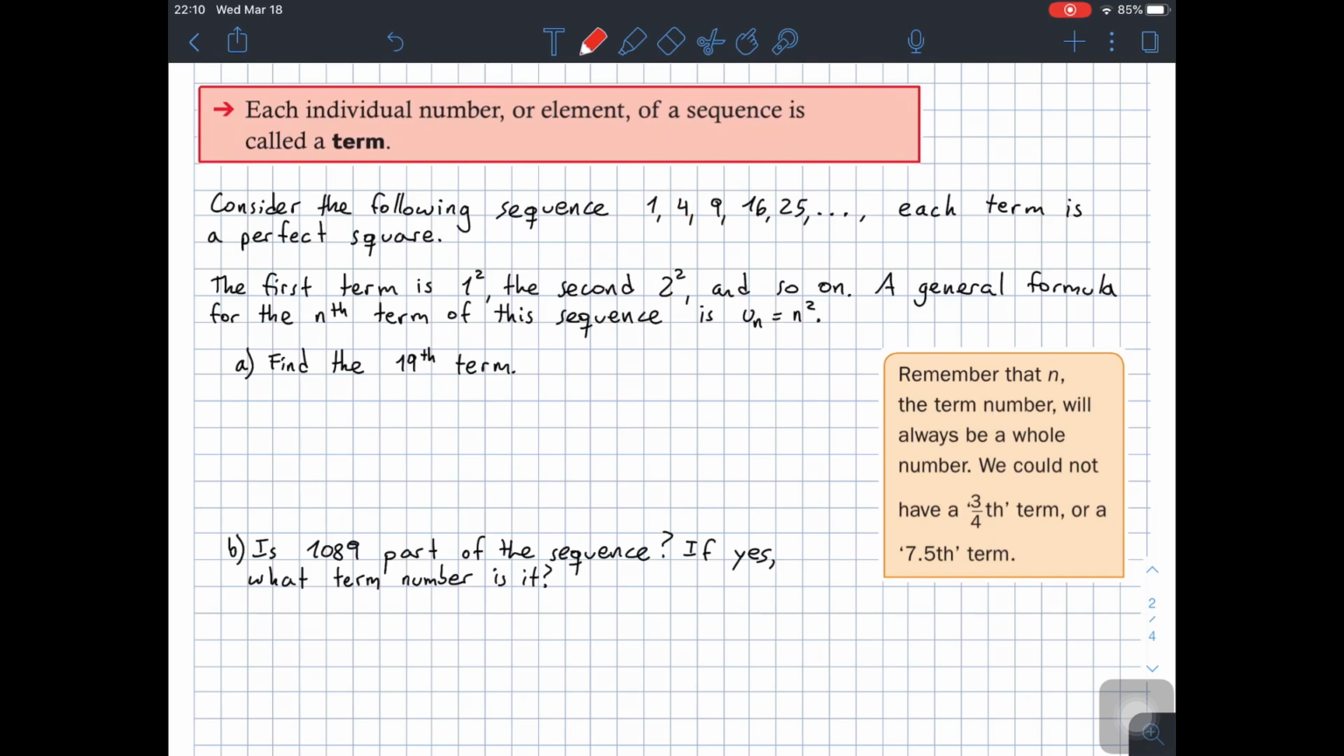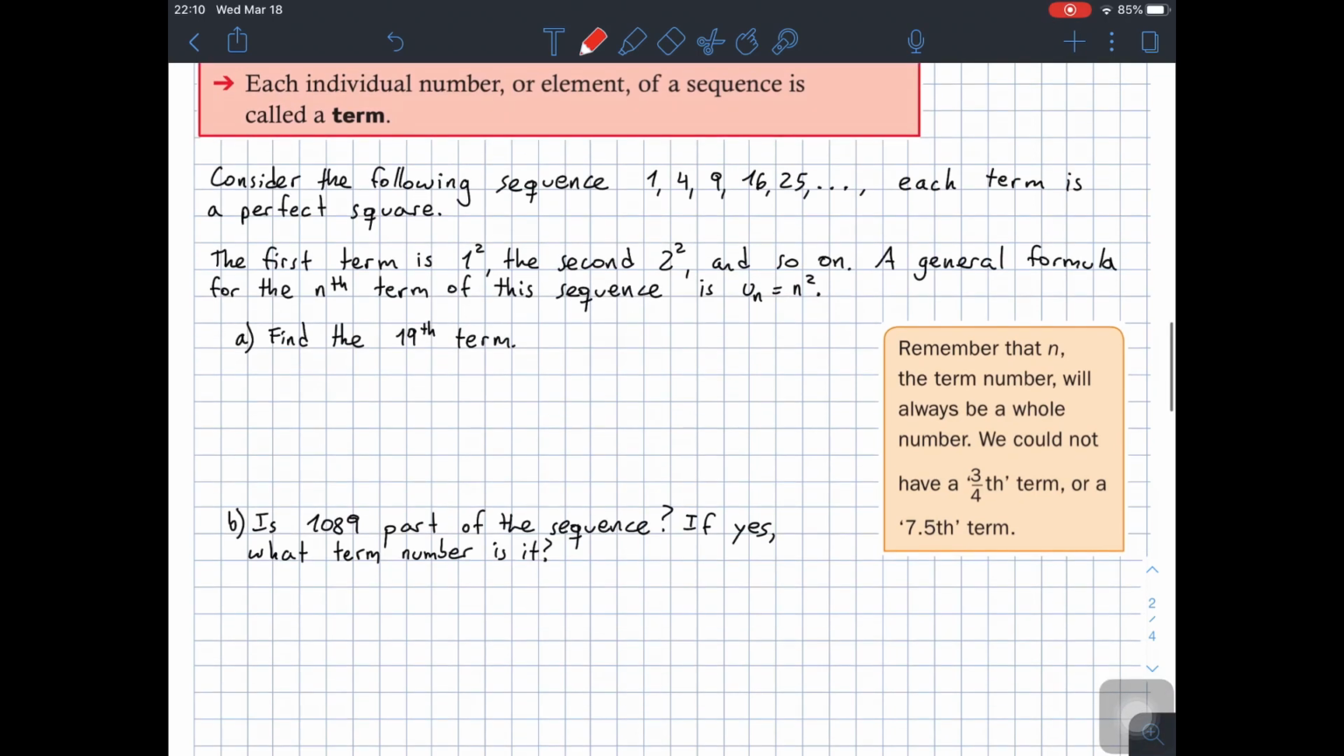The first term is 1 squared, the second term is 2 squared, and so on. A general formula for the nth term of this sequence would be un equals n squared, right? That's how we generalize it. This is like the general pattern or the general formula for this particular sequence.